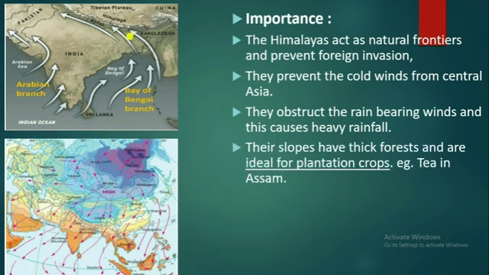Next, their slopes have thick forests and are ideal for plantation crops. What does it mean? See here, in the slope areas we can grow tea. Tea is famous in which state? Assam. Assam tea, have you heard? Because of these mountain slopes we can grow tea. Suppose the Himalayas were not there, could you grow tea there? No, that's all.